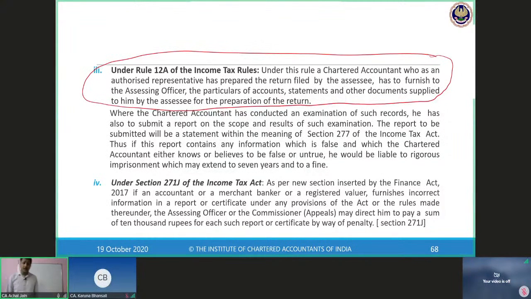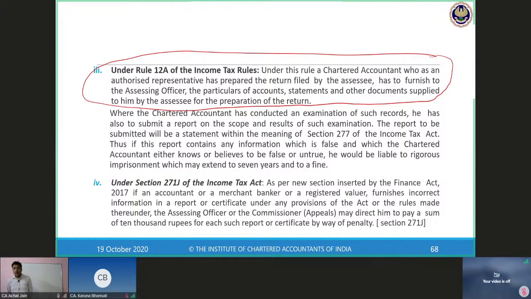So the assessee has had a chartered accountant prepare the return, but let's suppose there was a problem in some return. The income tax department or the assessing officer may require the chartered accountant to produce all the documents which were made available to him by the assessee, on the basis of which the return has been prepared. Where the chartered accountant has conducted an examination of such records, he has also to submit a report on the scope and results of such examination. The report to be submitted will be a statement within the meaning of section 277 of the Income Tax Act.